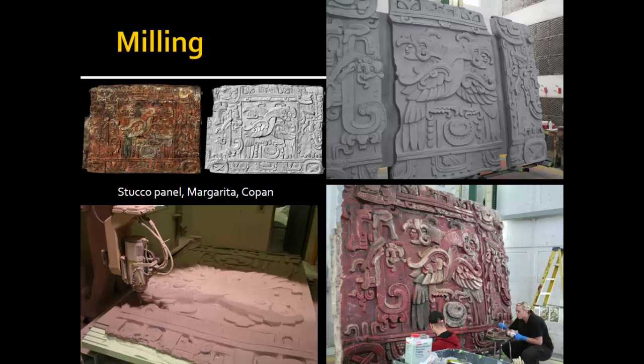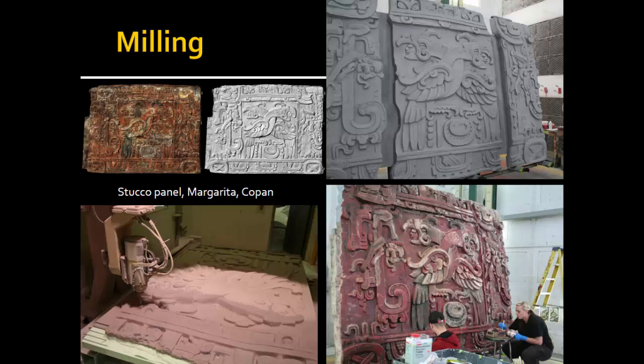It creates a replica by essentially cutting that chunk, that bulk of whatever material of your choice, into the image of the object layer by layer. So it's a reductive process.